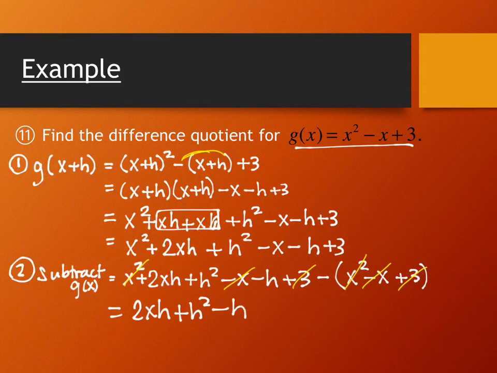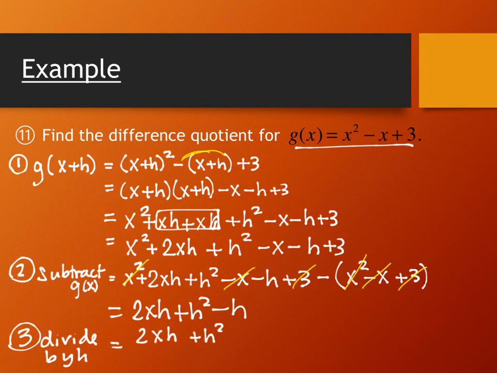And like I said in the earlier problem, you know that you've made a mistake if every term does not have an h in it. But of course, every term does. So that's a good sign. Our last step is to divide by h. So we're going to have 2xh plus h squared minus h divided by h.